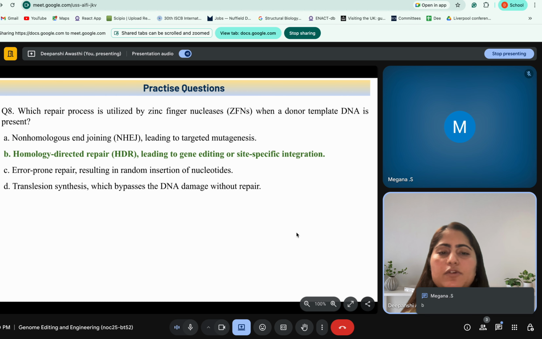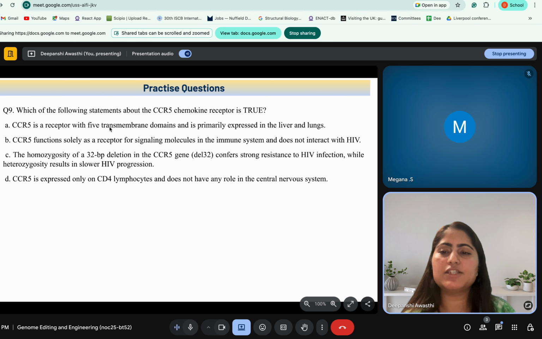Yeah, so this was straightforward because the donor template was available, so it can undergo HDR, which is homology directed repair. Now, next question: which of the following statements about the CCR5 chemokine receptor is true?